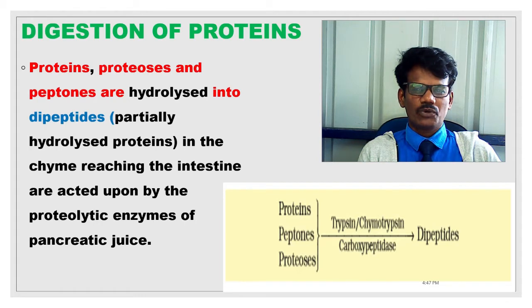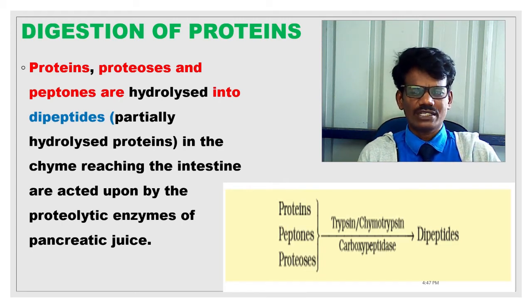First, it is protein. Proteins, proteoses and peptones are all hydrolyzed into the simpler form, dipeptides, and this process is occurring by the enzymes like trypsin, chymotrypsin and carboxypeptidase. These dipeptides are actually partially hydrolyzed proteins, and in the intestine they are moving along with the chyme from the stomach into the small intestine. In the intestine it is digested.